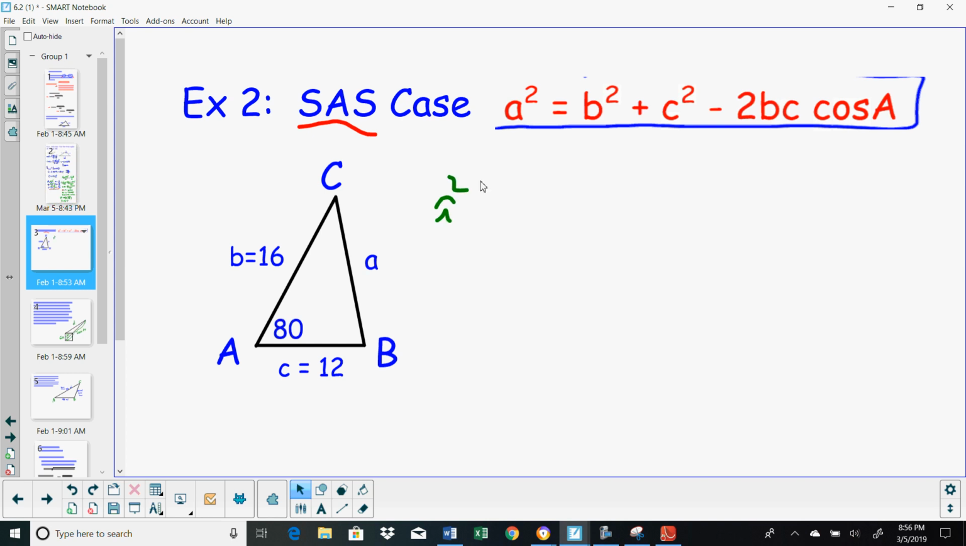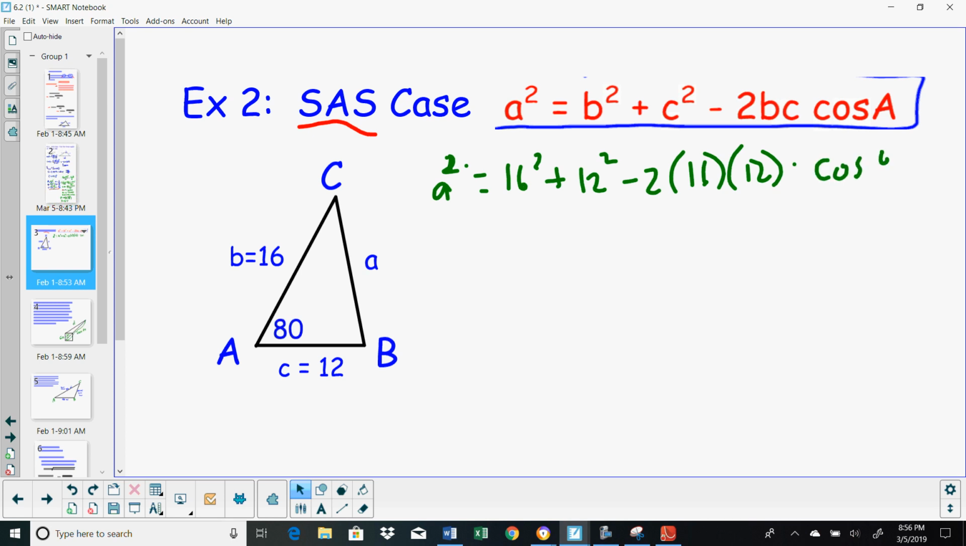We've got A squared, that's what we're trying to find first. Let's try this again. So I want A squared equaling 16 squared plus 12 squared minus 2 times 16 times 12 times the cosine of 80 degrees.